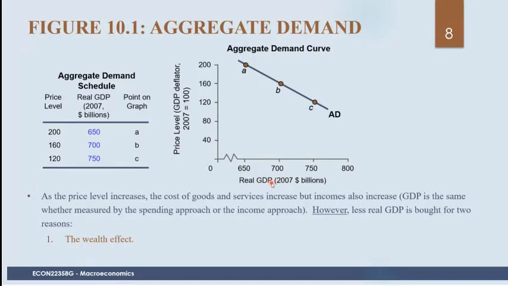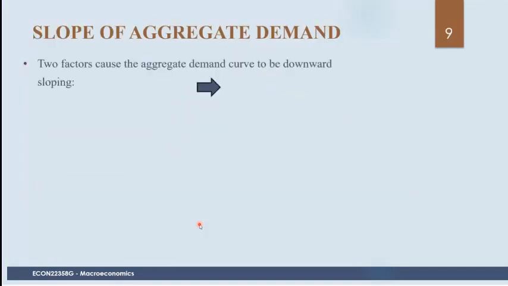So we have income changing as well. However, less real GDP is bought for two reasons. The first is the wealth effect. And the second is the foreign trade effect. Okay, so two factors cause the aggregate demand curve to be downward sloping.